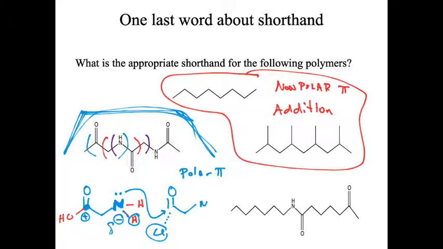Okay? What kind of reaction are we running? That one becomes trickier. If we look at where the curved arrows are, we're doing a nucleophilic addition followed by a nucleophilic elimination. So we could call it an addition elimination polymer.